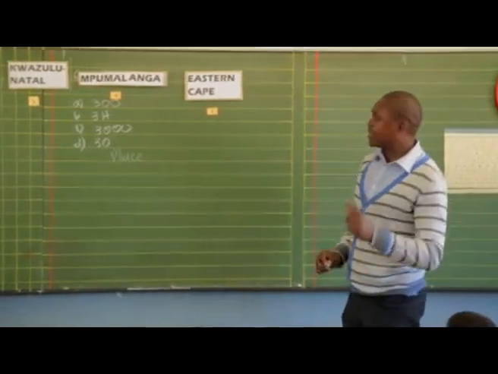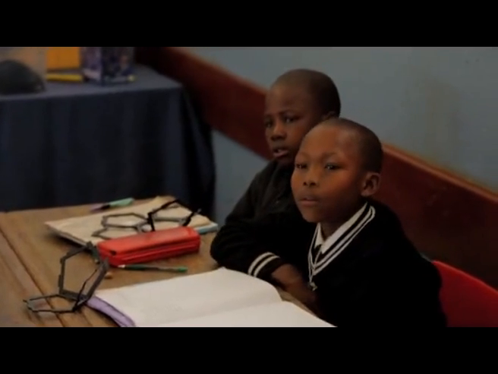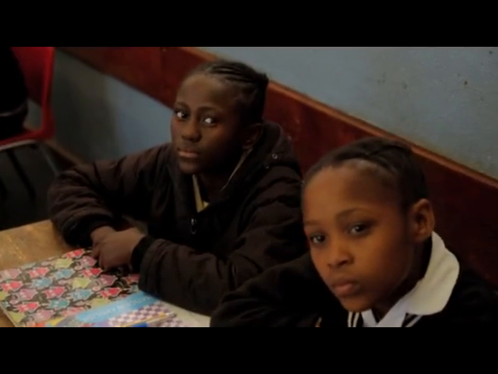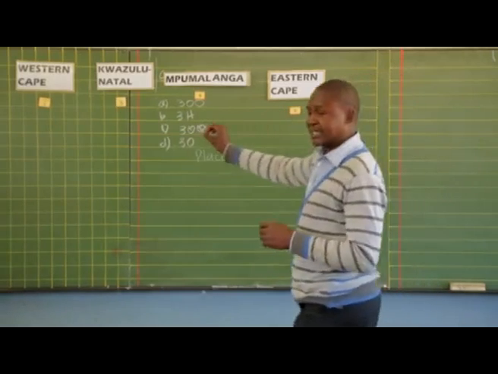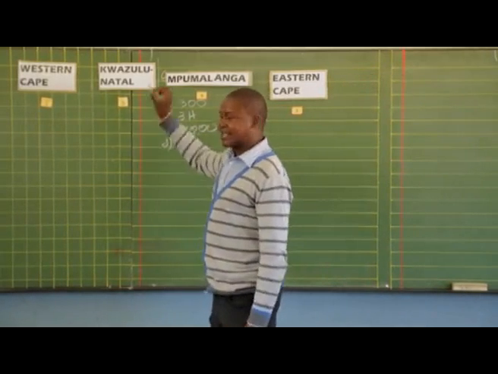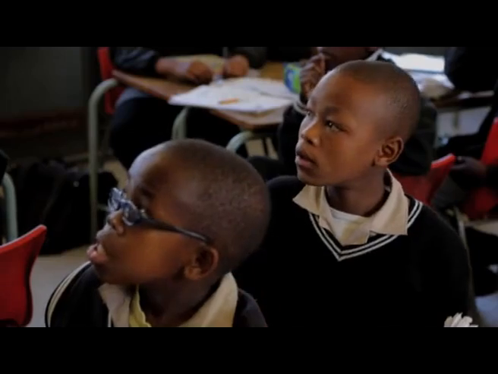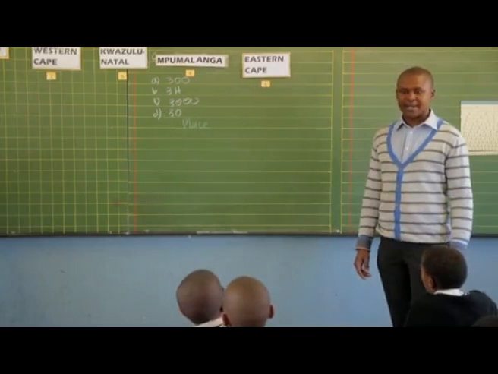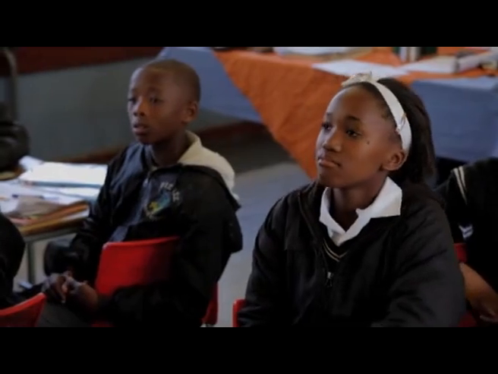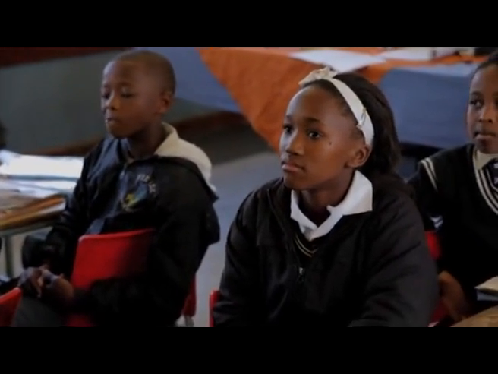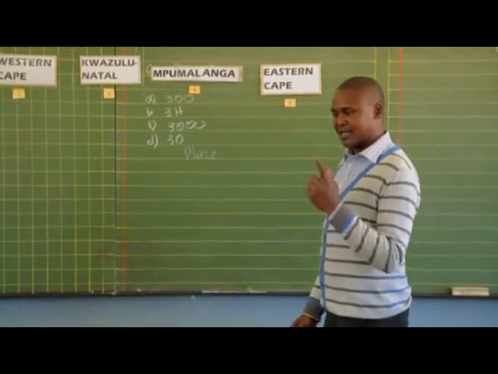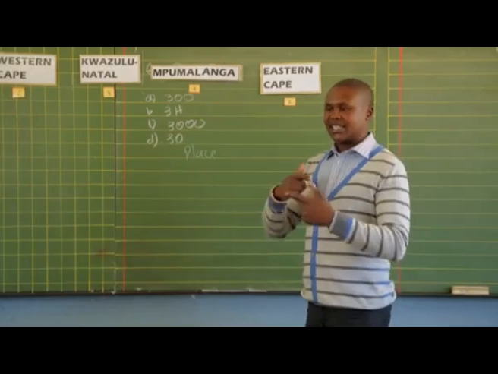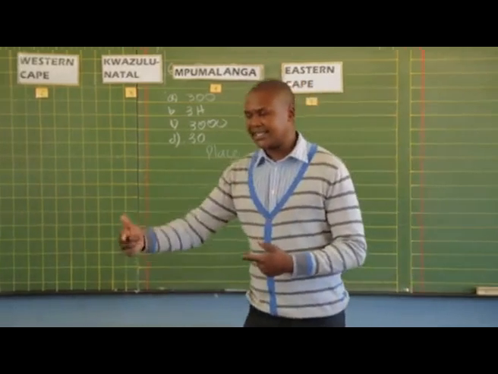Yes, sir. The next question might say, what is the value of 3? That's the trick. The answer for the value of 3 would be very different to the question where they asked you, what is the place value of 3? In which province is 3 positioned? KwaZulu-Natal. Good. After the place value question, they would ask you, what is the value of 3? 300. Now, it means it is different to the place value.